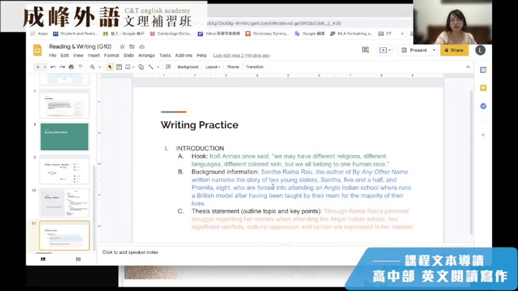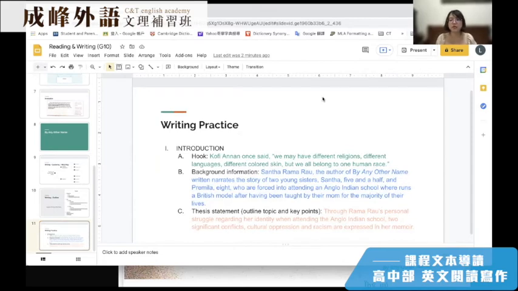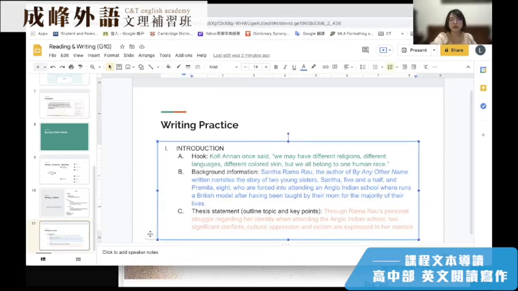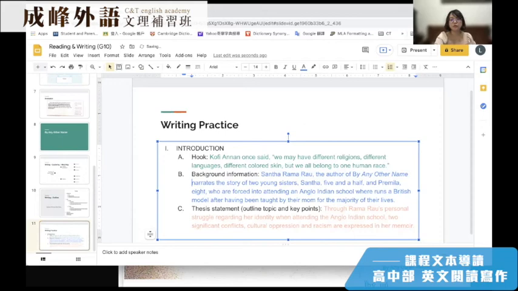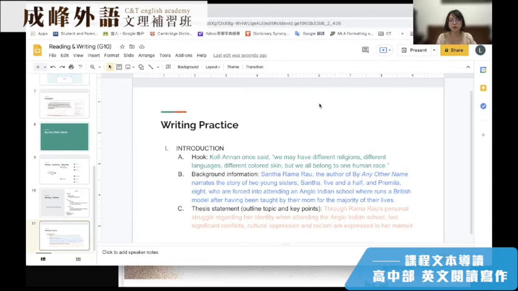So for the background information, we are going to tell about what Santha Rama Rau wrote, the author of "By Any Other Name," who narrates the story of the two young sisters, Santha, 5.5, and Premila, 8, who are forced into attending an Anglo-Indian school that runs on a British model after having been taught by their mother for the majority of their lives. So here we are giving the background information of the concept we are going to discuss and analyze.